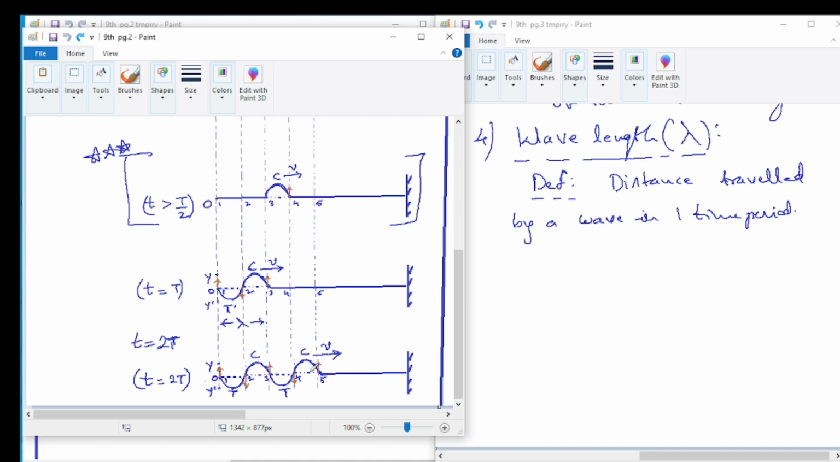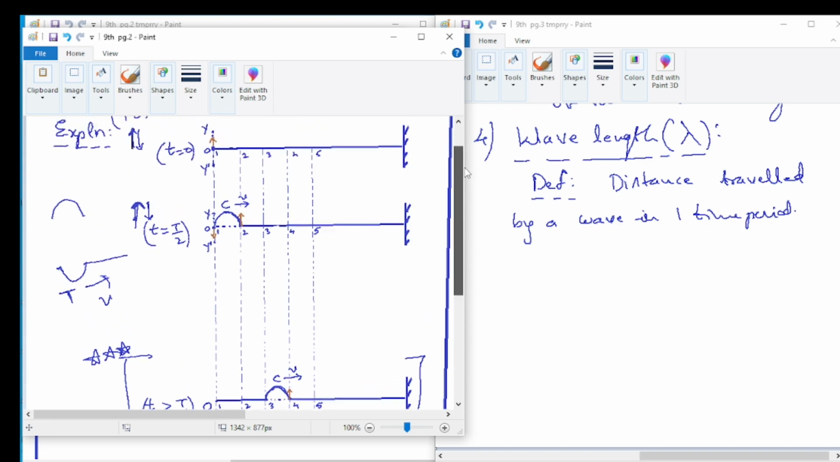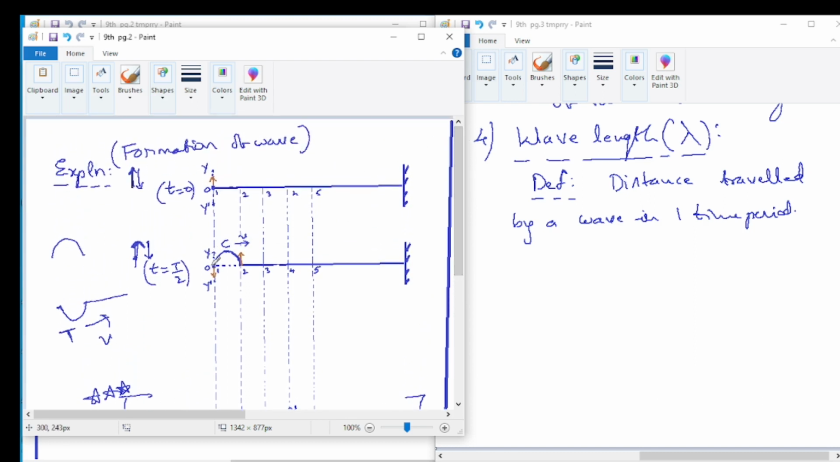So now, what is the other definition? Directly in the diagram we can see here. Just consider the two crests, exactly the centers of the two crests. We have already seen that in the crest, the highest particle is the center of the crest. Every particle here, not just the first particle, is executing vibratory motion along the path y dash.